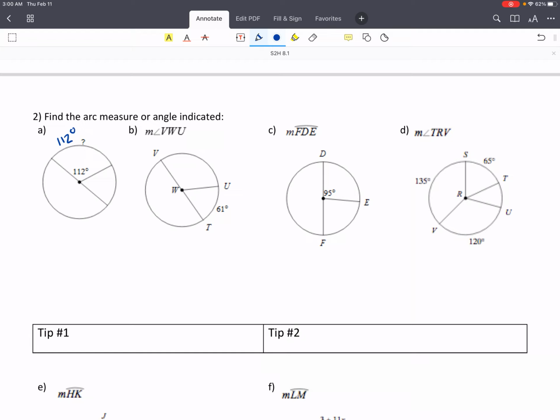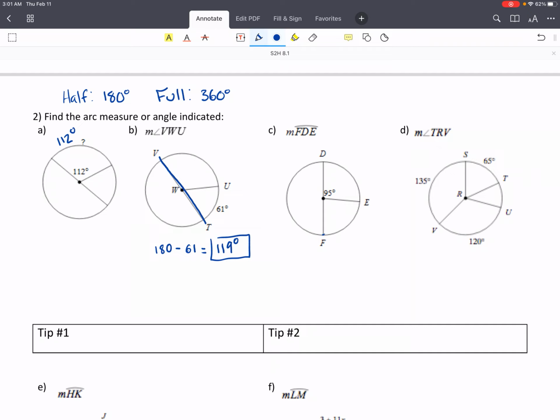Measure of angle VWU. Ooh, looks like I get to do a little problem solving. Well, here I have a half circle. Keep in mind that a half circle is 180 degrees, and a full circle is 360 degrees. And so knowing that I have 180, let's subtract 61, and I get 119 degrees.